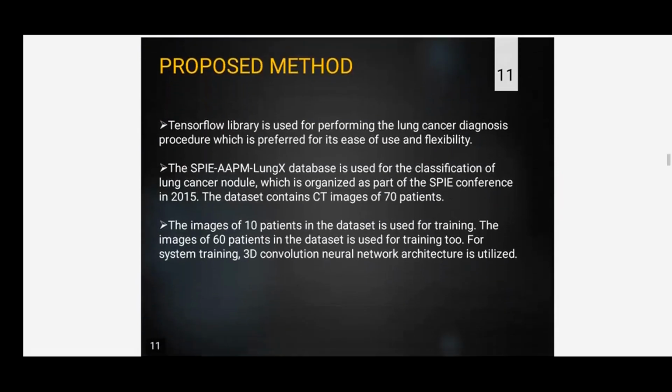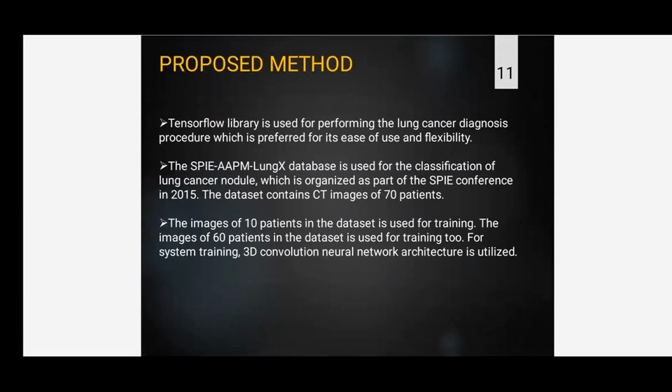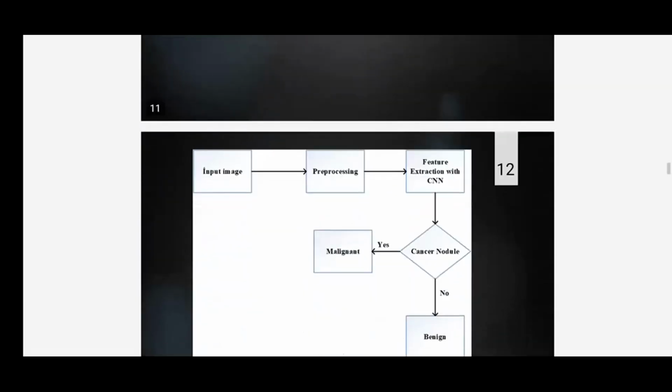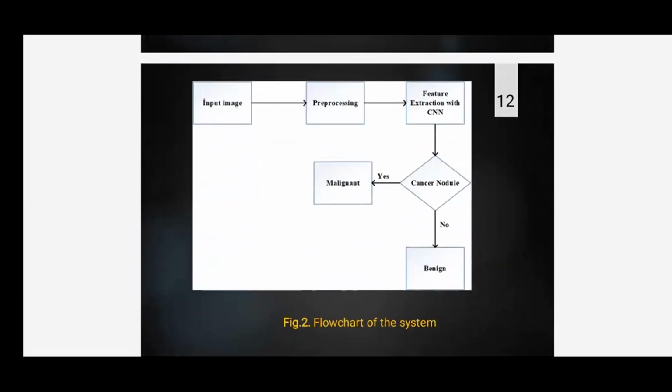The proposed system: here the TensorFlow library is used for performing the lung cancer diagnosis. The SPIE-AAPM Lung database is used for classification of lung cancer nodules. This is the flowchart of the system. When they input an image, pre-processing will take place.